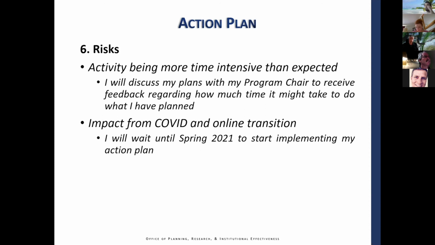Also, some people in the other group mentioned, well, you might even have to go a little further than that and also say that you will wait until spring 2020 to assess when is the best time to put the intervention into action, because we still don't know what's going to happen. So that's just another risk.